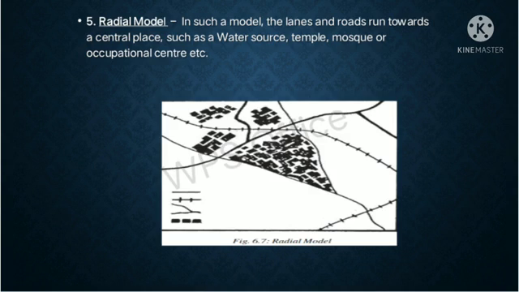Fifth is radial model. In such a model, the lanes and the roads run towards a central place, such as a water source, temple, mosque, or occupational center, etc.